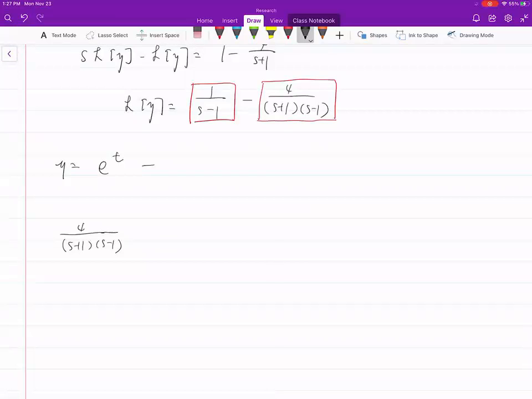The key problem is you don't know this. The only thing you know is actually something that looks like s plus a, which you know comes from e to the at. Then the question becomes, can you take this one to make it a combination of linear terms, not quadratic on the bottom?